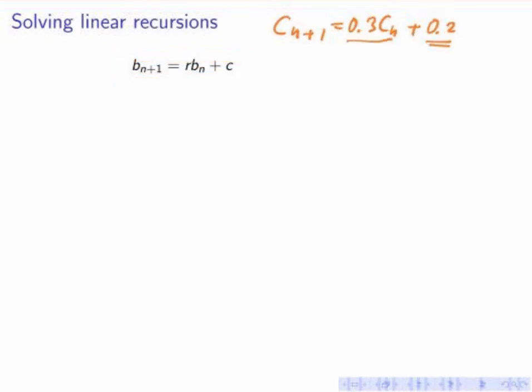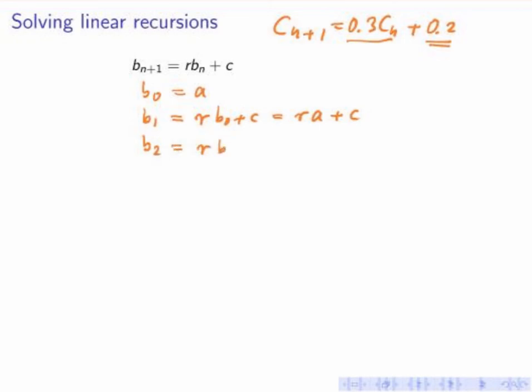So let's compute the elements of this series. B0 is the initial condition. B1 then is R times B0 plus C, which is RA plus C. Easy. So B2.